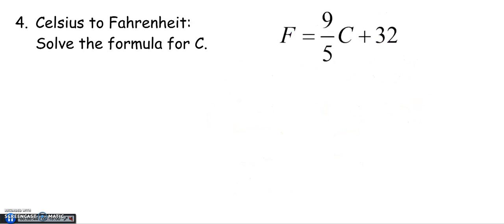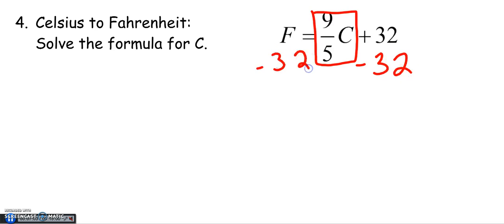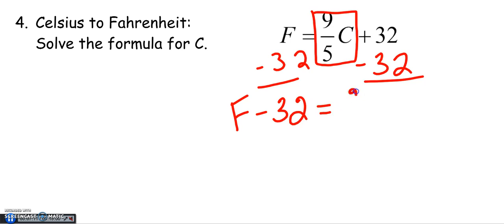Alright, so this time we're supposed to solve for c. So here's my c. It's part of this whole piece right here. To get that piece that's in the box by itself, we need to get rid of the plus 32. So we would subtract 32. The opposite of plus 32 is minus 32. So we have our degrees Fahrenheit minus 32. We can't combine those because they're not like terms.